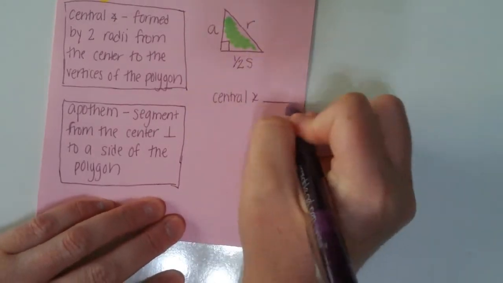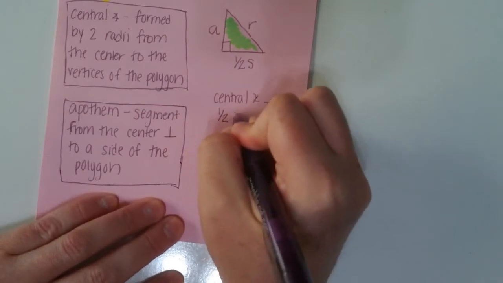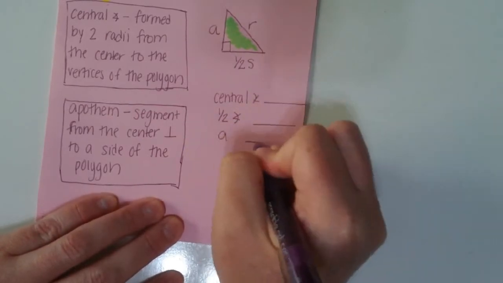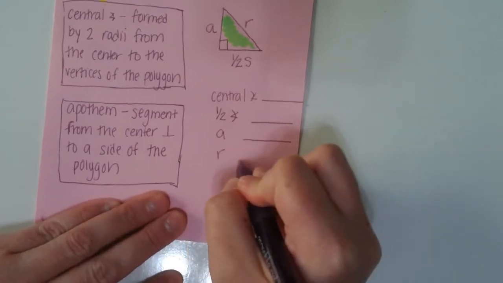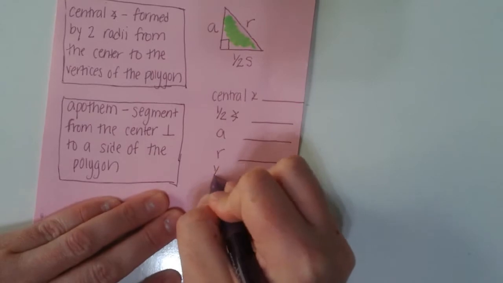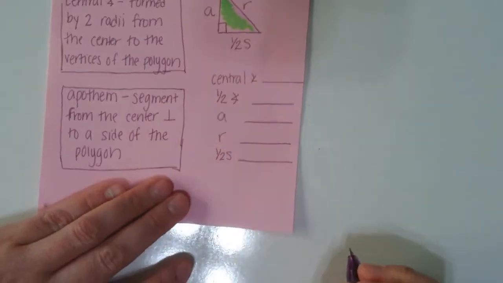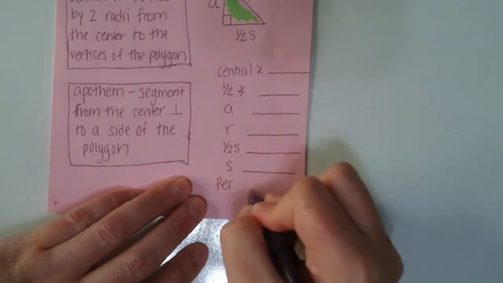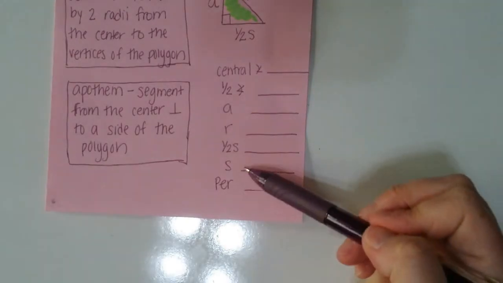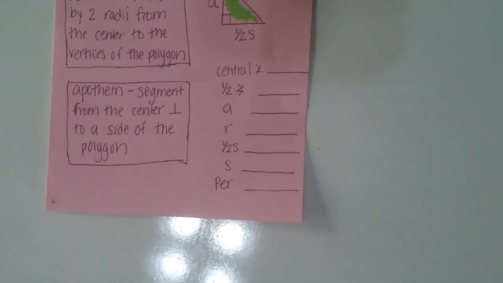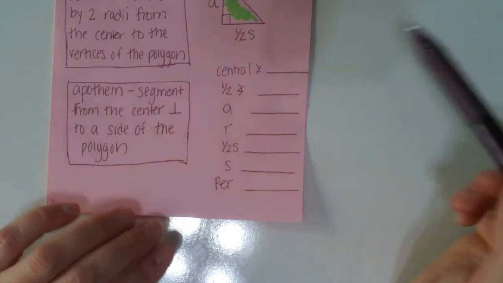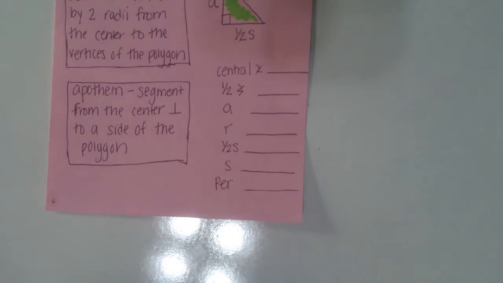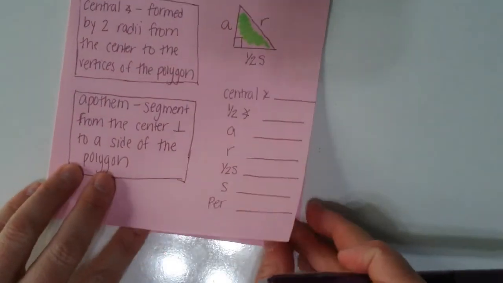So the things that we want to know: central angle, half of the angle, the apothem, the A, the radius, 1/2 S, so half the side. S is the side. And then PER is going to be for perimeter. So once we know the length of the side, we can find the perimeter. If you draw this chart every single time when you're trying to find area of a regular polygon, it will help you organize your information and figure out what you need. All right, now let's go to the examples.